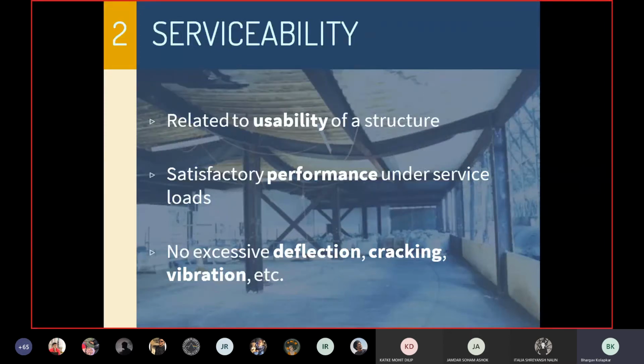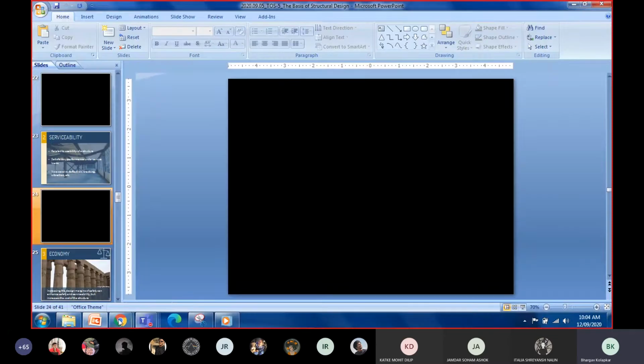So it is not just about strength, but it is also about serviceability, that we should be able to comfortably use this structure throughout the design life. So this is the next aspect, which deals with deflection, cracking, vibration, fire protection, and so on. Now this is another one. I think it's better if I play it in the player.